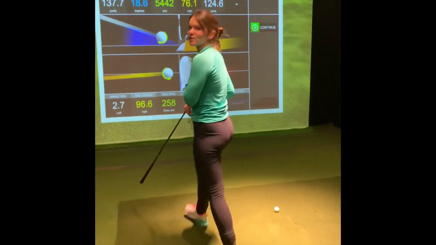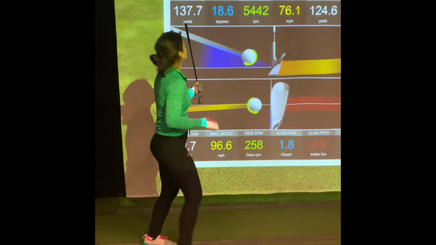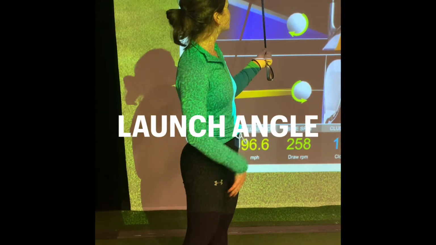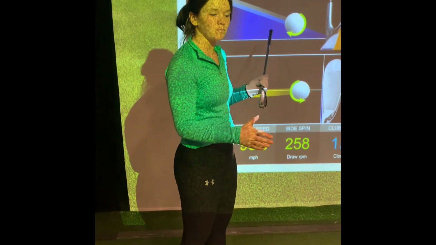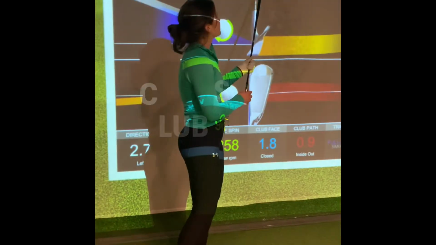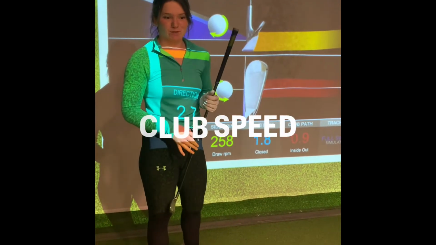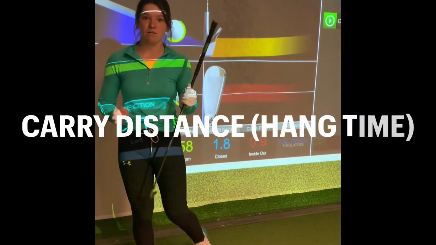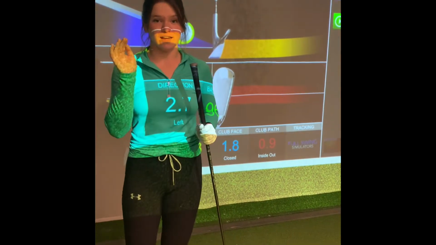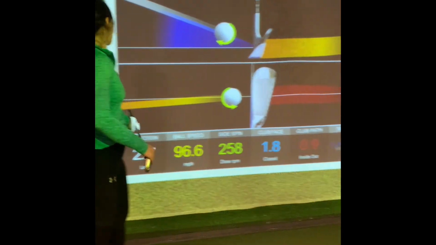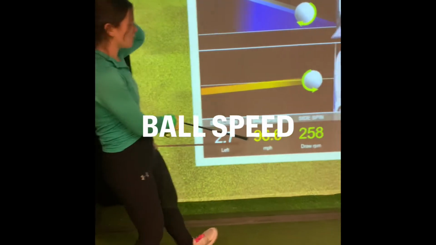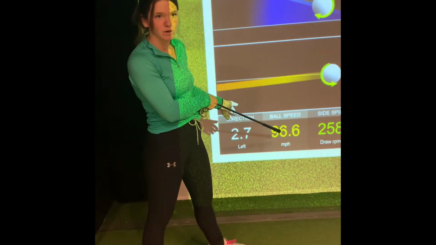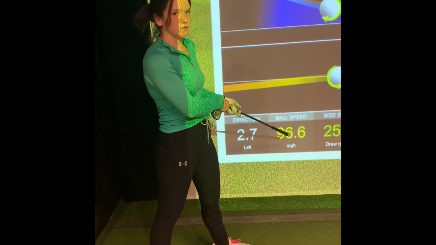Here we have the distance, total distance carry including rollout. We have the launch, and this is the angle that the club is making with respect to the ground right before impact. Then we have the club speed. This is how fast the club is going right before impact. We have carry. That's how far the ball carried in the air. And then down here, we have ball speed. Ball speed is going to be how fast the ball is going right after impact.